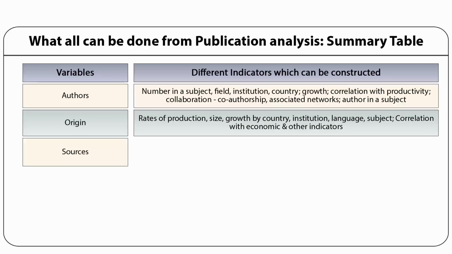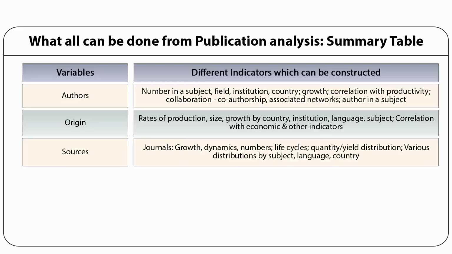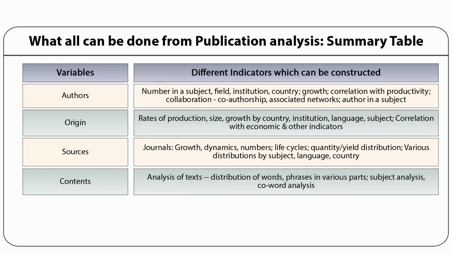When we take source as a variable, we can capture the growth dynamics of journals, life cycle of a research field, quantity, yield distribution, various distribution by subject, language, country. When we take contents as a variable, we can analyze text, distribution of words, phrases in various parts, subject analysis, and undertake co-word, co-linkage analysis also.